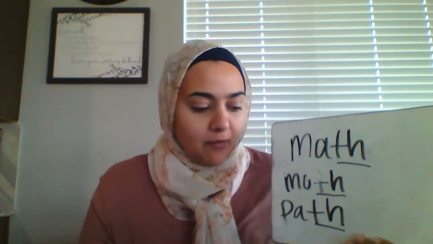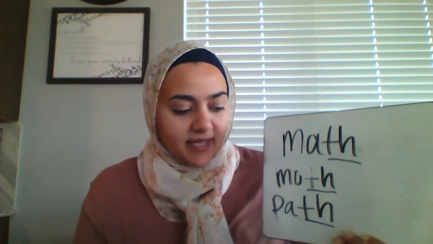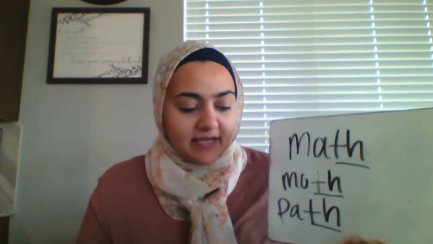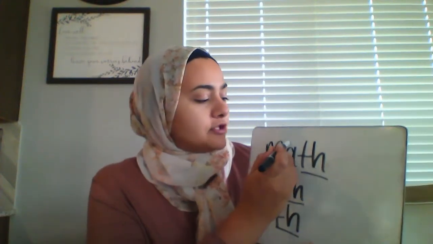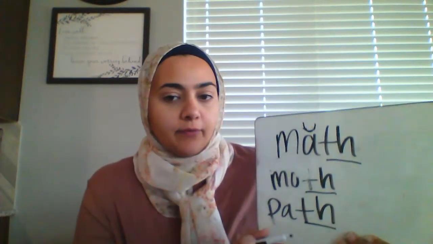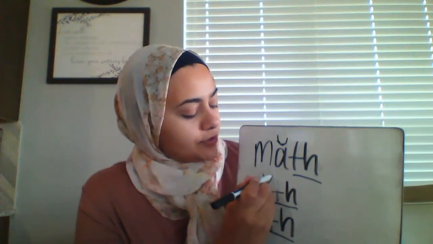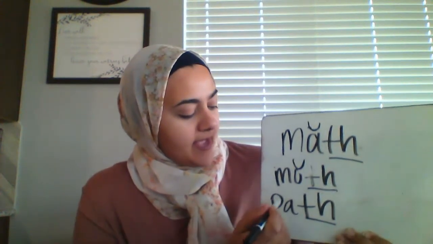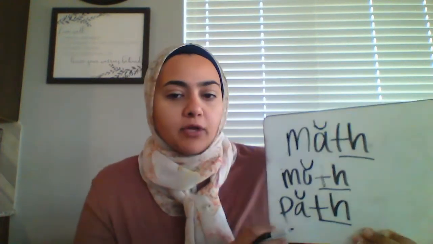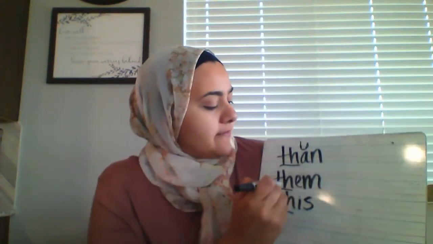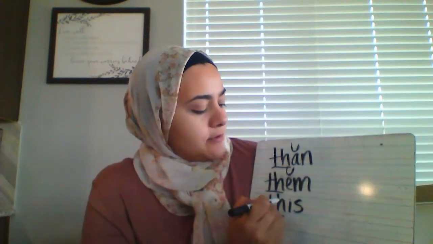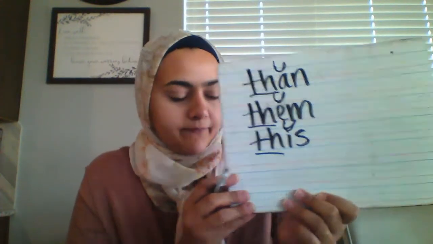We code the vowels with a breve. Good job, because they are followed by consonants, it's short. So, we have math, it's a short vowel, so breve, right? Moth, short vowel, breve. Path, short vowel, breve. Than, short vowel, breve. Them, short vowel, breve. This, short vowel, breve. Okay, very good.